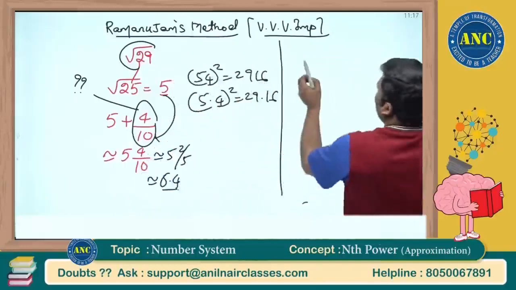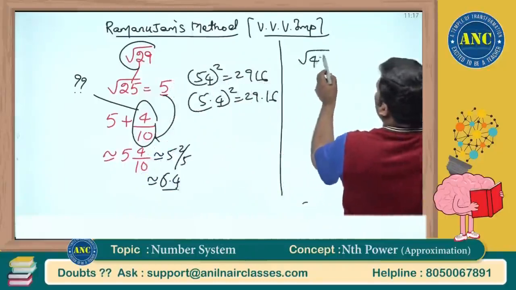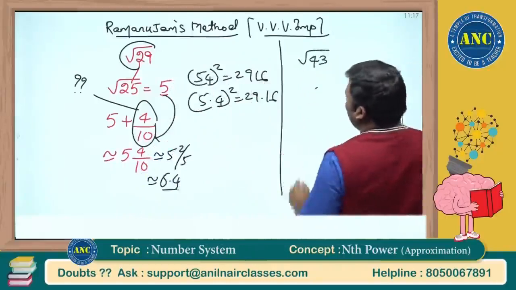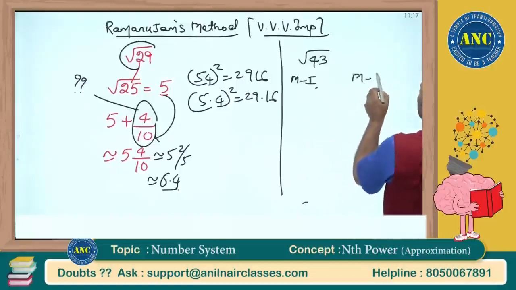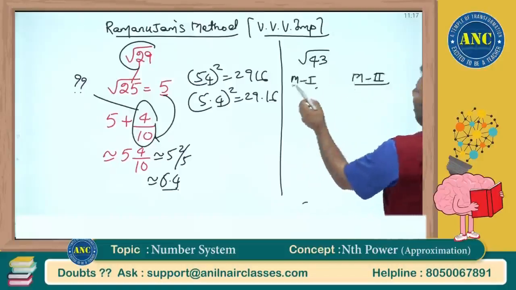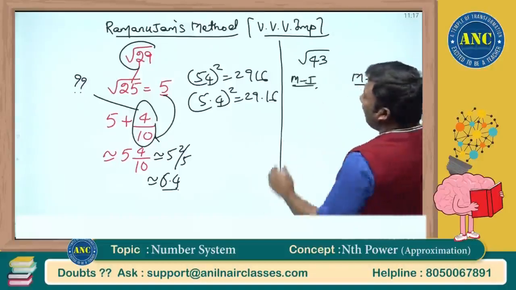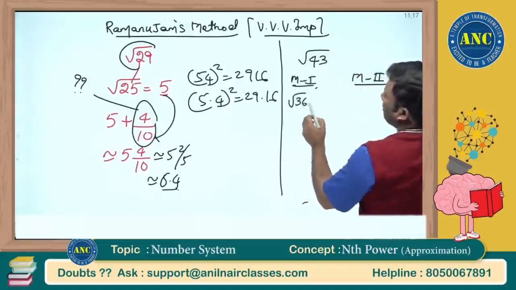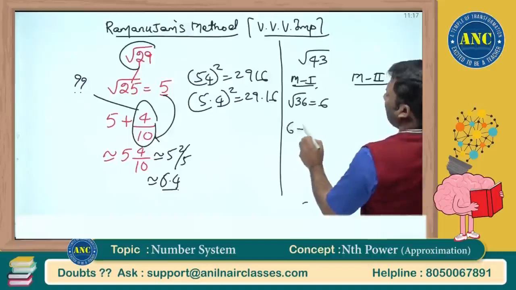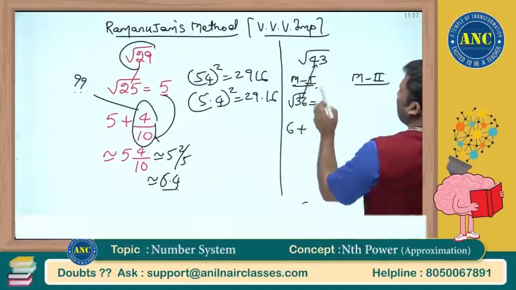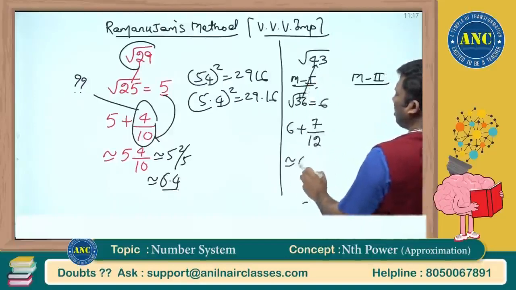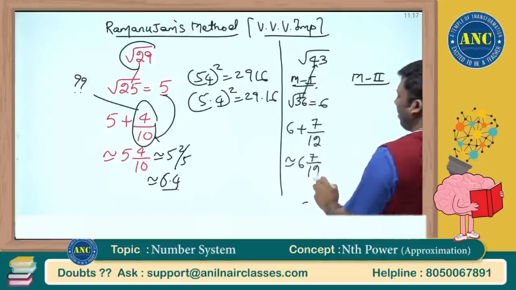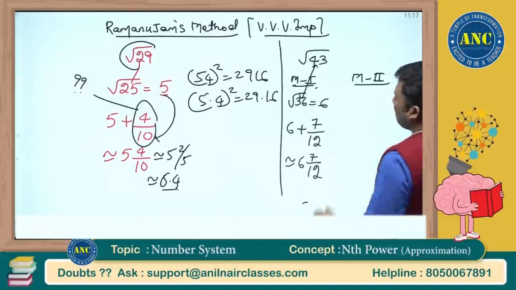One more example, square root of 43. You can do this one either by taking a perfect square just less than 43 or a perfect square greater than 43. Root 36 is 6. 43 minus 36 is 7. Double this value. So it is closer to 6 7 by 12.